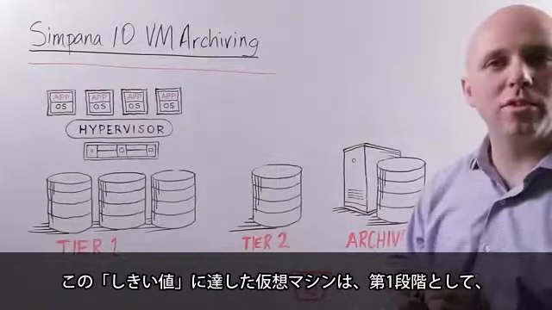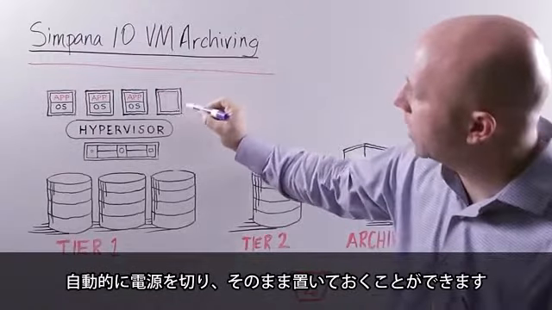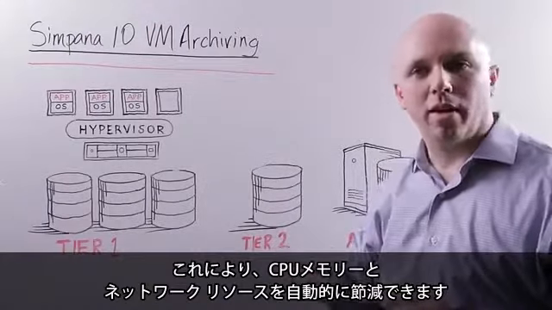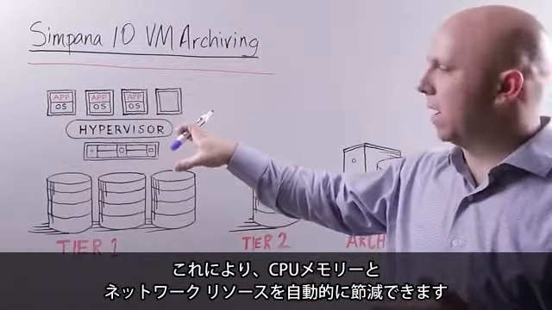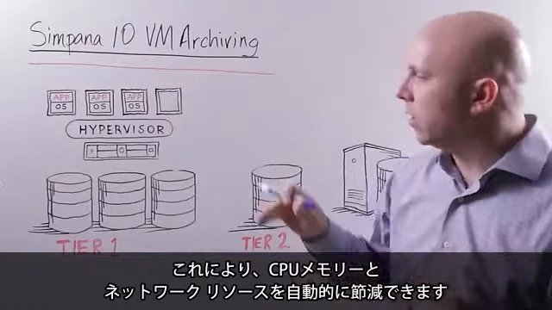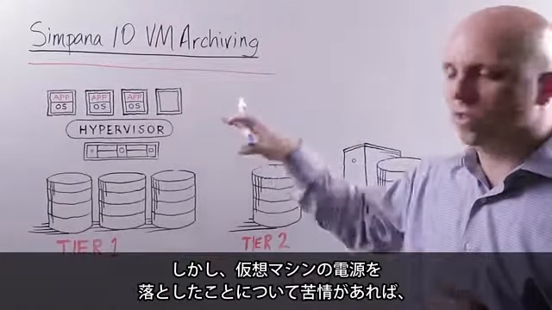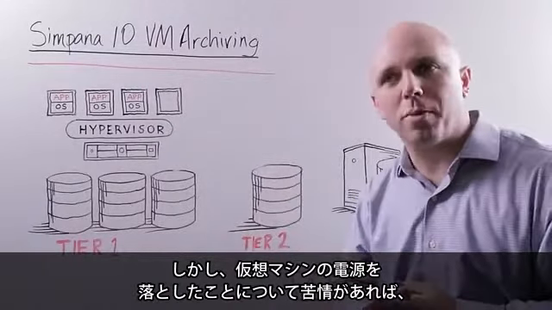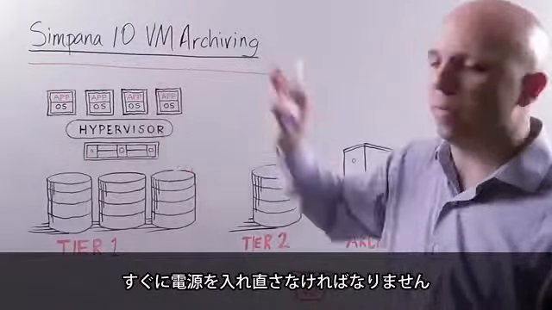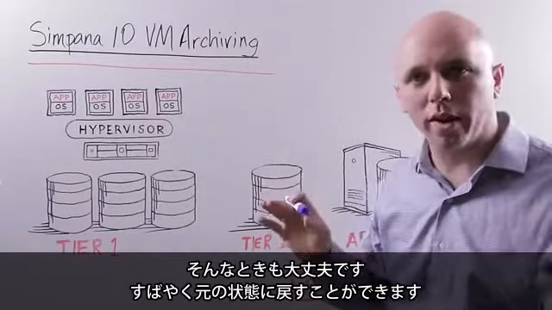What we can do is take one first step. We can automatically power down that virtual machine and leave it sitting. And so by doing that, we're automatically saving CPU, memory, and network resources. And then, after you've powered that down, if somebody comes screaming and saying, "Why did you power down my virtual machine?" Well, all you have to do is just power it back on. No harm, no foul. You're back up and running really quickly.